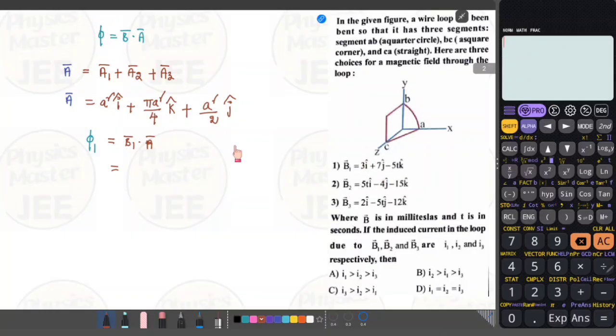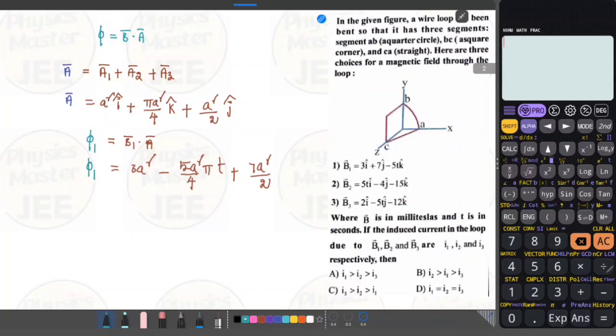So normally I can write the flux as 3A square plus 5A square by 4 pi t, minus here, so plus, I can also write as 7A square by 2. So that is my flux 1, that will be my flux 1.